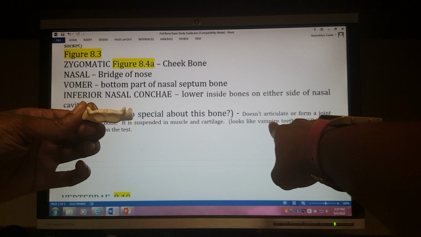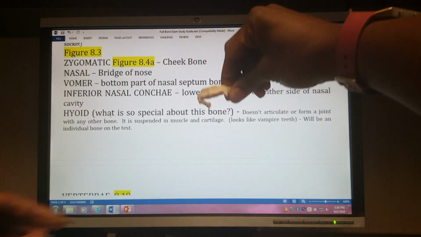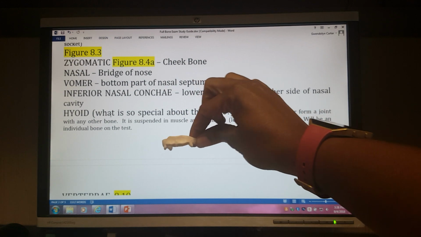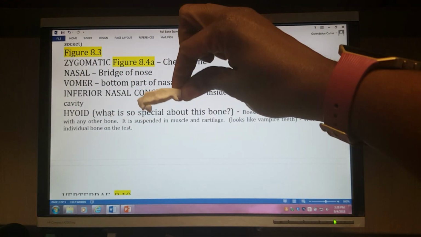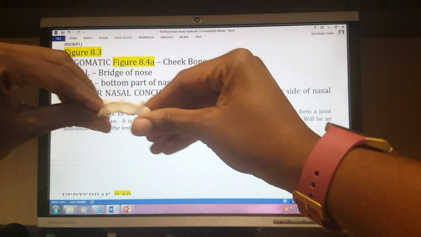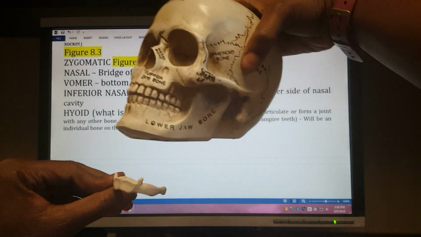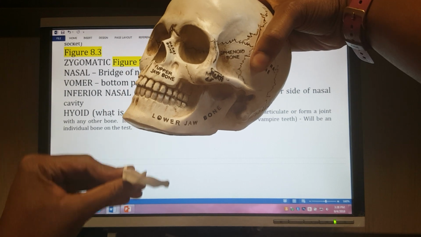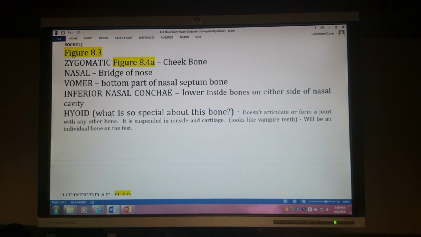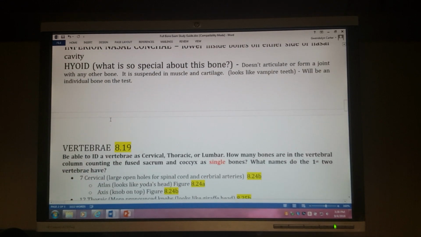And in our little description, it looks like vampire teeth. So if I flip this thing upside down, it kind of looks like those cheap little vampire teeth that you give kids at Halloween instead of giving them candy. But this is actually how it is in your throat. So below your skull, suspended below there, part of helping to form the shape of your trachea and give it support. So next video, continuing with the axial skeleton, starting with the vertebrae.